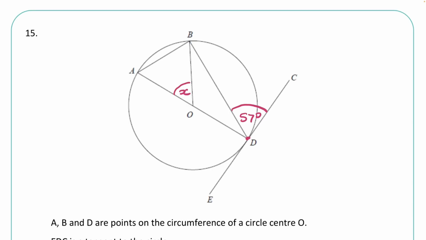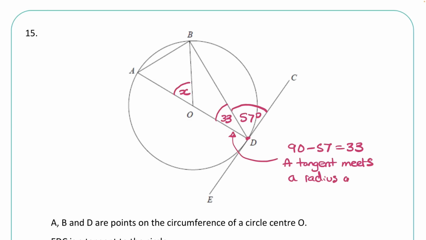Now the first route, which is quite a nice one, is we could find this angle here because a tangent meets a radius at 90 degrees. So I can do 90 take away 57, which tells me this one here is 33 degrees. Now I would label that. You can label it by the diagram or down below, but I would just write here 90 minus 57, which equals 33, because a tangent meets a radius at 90 degrees. There we go. And there's our reason.